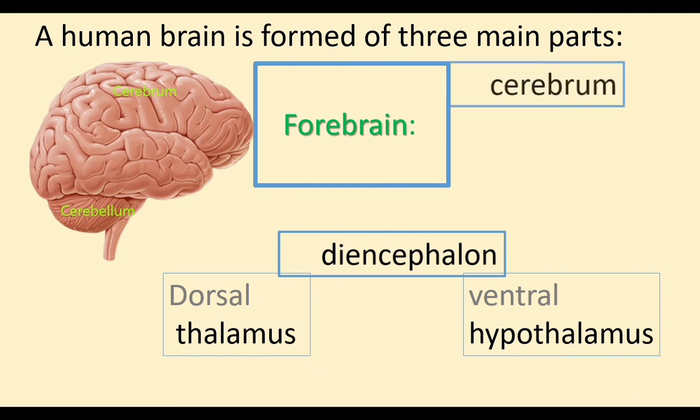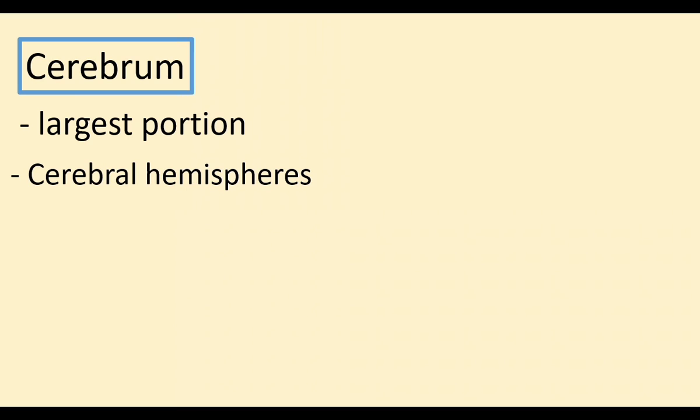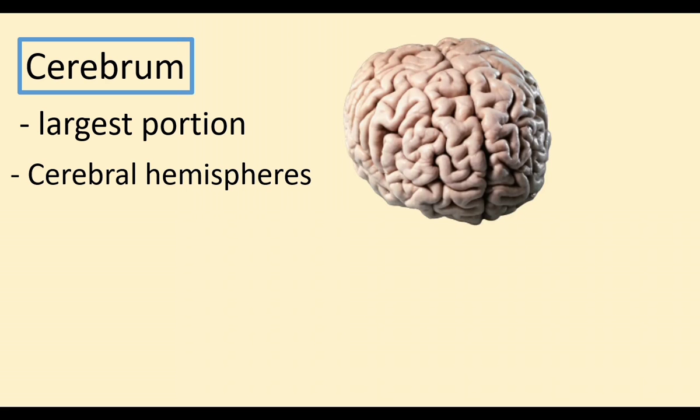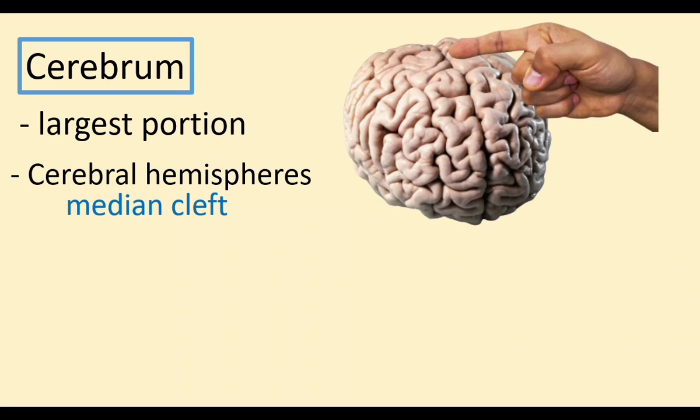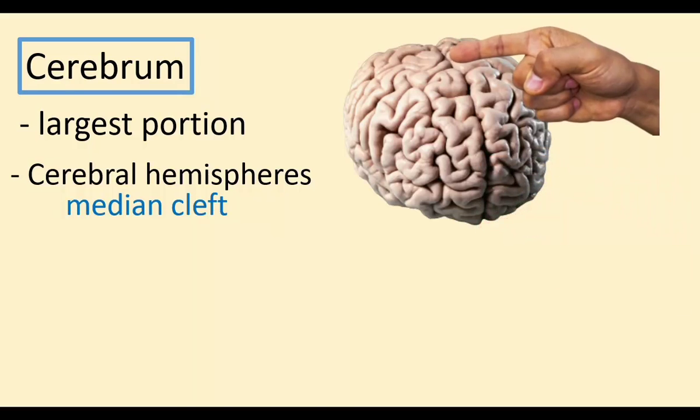Let us see the cerebrum in detail. Cerebrum is the largest portion of the human brain. It is made up of two cerebral hemispheres, two half hemispheres. The two cerebral hemispheres are separated by a median cleft.